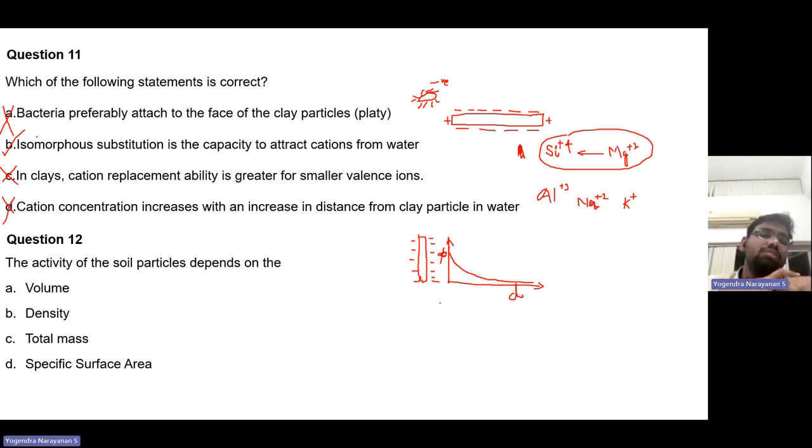Now, moving on to question number 12. The activity of soil particles depends on option A, volume, option B, density, option C, total mass, option D, specific surface area.